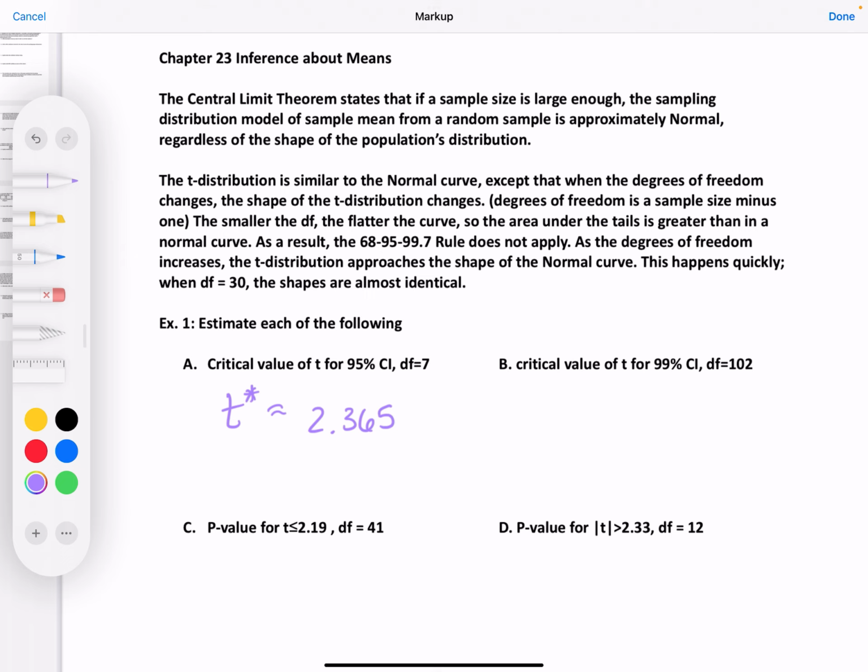All right, critical value of t for 99% confidence interval for degrees of freedom 102. Hold on. Are we gonna use a calculator? No, the guys who use 99 don't need it.